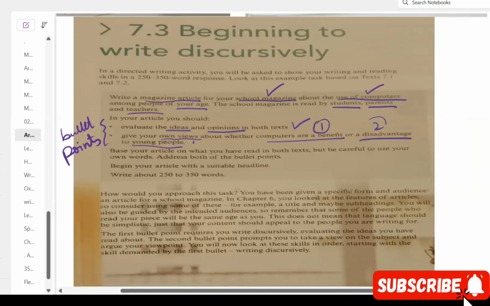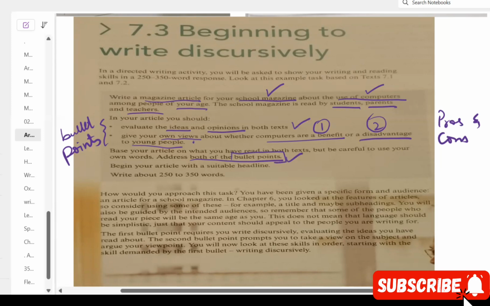Benefit is the first part, second is disadvantages. So two, like the pros and cons. Okay, drawbacks and benefits. Base your article on what you have read in both texts, but be careful to use your own words. Address both of the bullet points. These bullet points are really very important to focus on.